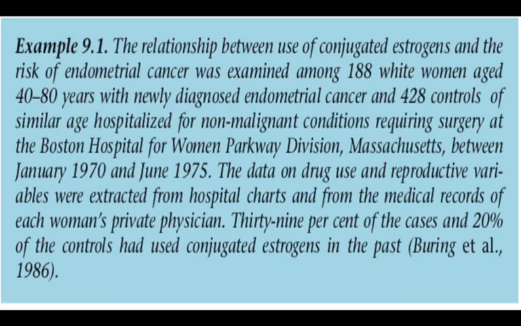Thirty-nine percent of the cases were associated with use of the drug, conjugated estrogen, and this incidence was high among those uterine cancer patients when compared with about 20% of the controls. So in this example, what we are trying to infer are two core things. Number one, we started this study with the uterine cancer affected individuals, and we took controls from the same hospital.